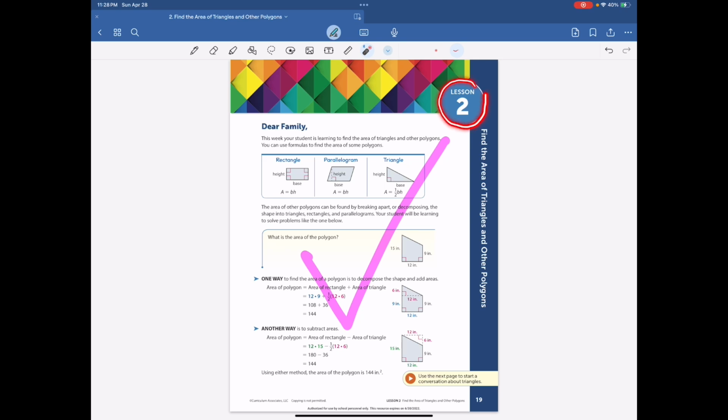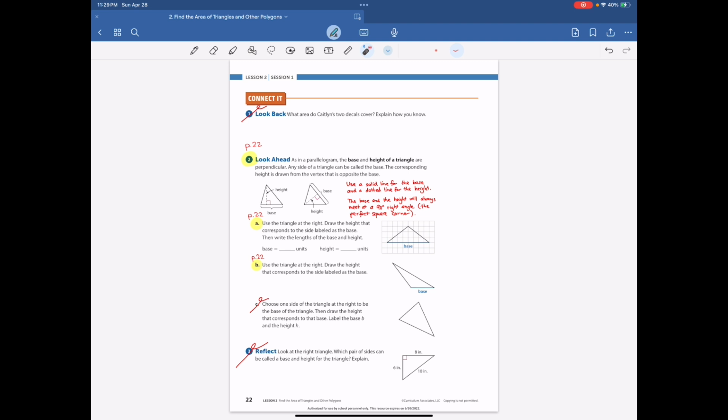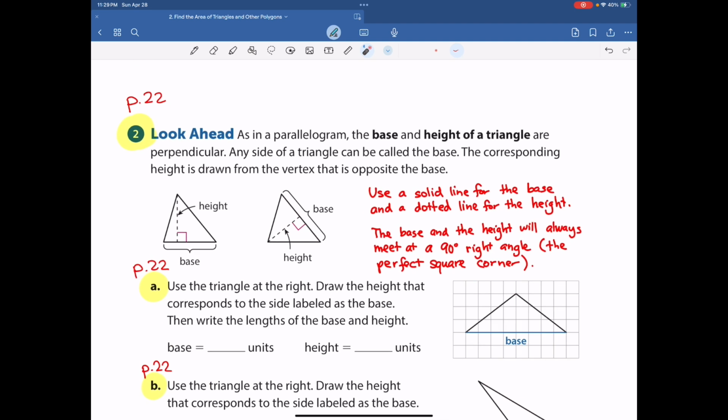This is Ready Lesson 2, Find the Area of Triangles and Other Polygons. So let's go ahead and go to page 22. Here's page 22, problem 2.